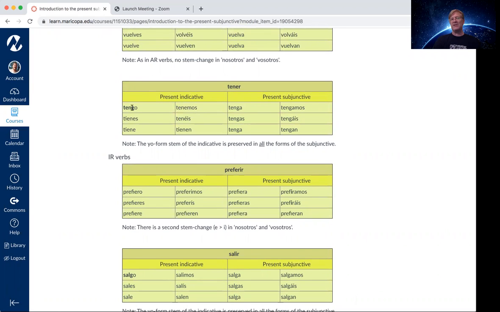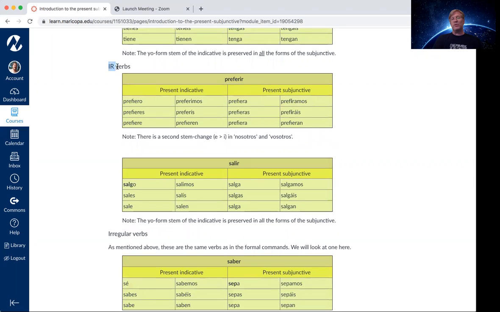In the present tense, it occurred only in the yo form, which is why we call them yo irregular back in 101. But this yo irregularity is preserved throughout all 6 forms in the subjunctive. So tenga, tengas, tenga, tengamos, tengáis, tengan. Bien.